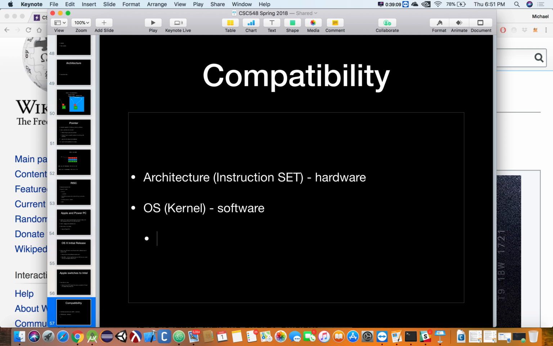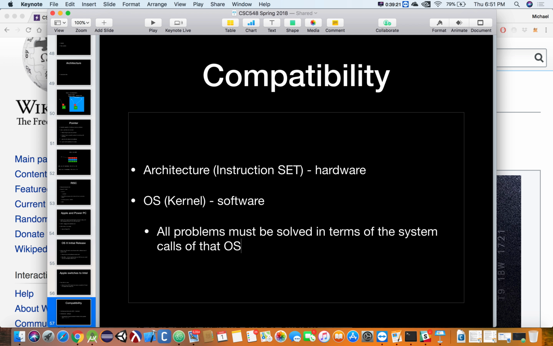Because when we're writing something for a particular operating system, all problems must be solved in terms of the system calls of that OS. And this goes beyond this. Whenever we're solving problems, we're always solving those problems in terms of the tools we have available to us. Right? This is in real life, outside of computers. If you have to fix something at the house and all you have is a roll of duct tape, you're going to fix it with duct tape. You've got a bucket of tools around you, and that's what you're going to use to solve your problem. So the operating system provides you an API, a set of system calls, and you're going to have to solve all the problems with that set of system calls.